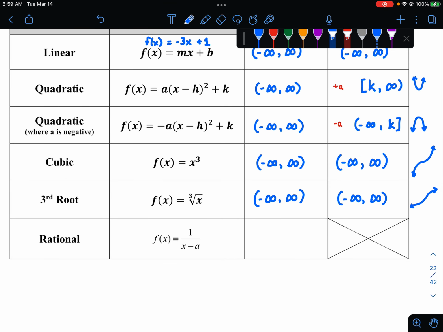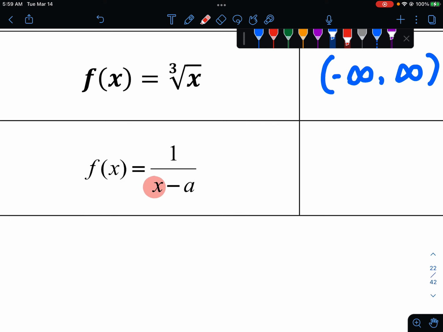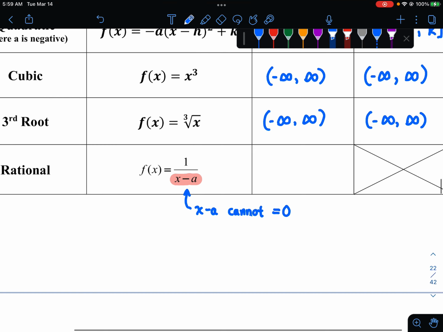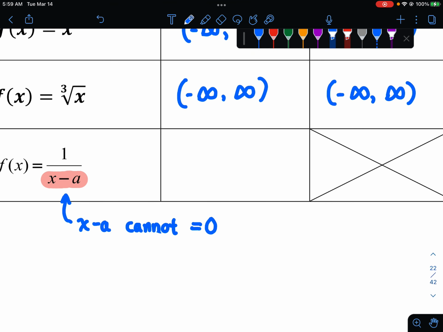Now, our rational function, we have to be careful because this denominator cannot end up being 0. So x minus a cannot equal 0, right? So what we're going to say is that there is a value that's going to make that denominator undefined, right? And most values are going to be okay for us. It's just that one value. And we're going to stick to pretty simple rational expressions. We're not going to get too crazy with these rational expressions.